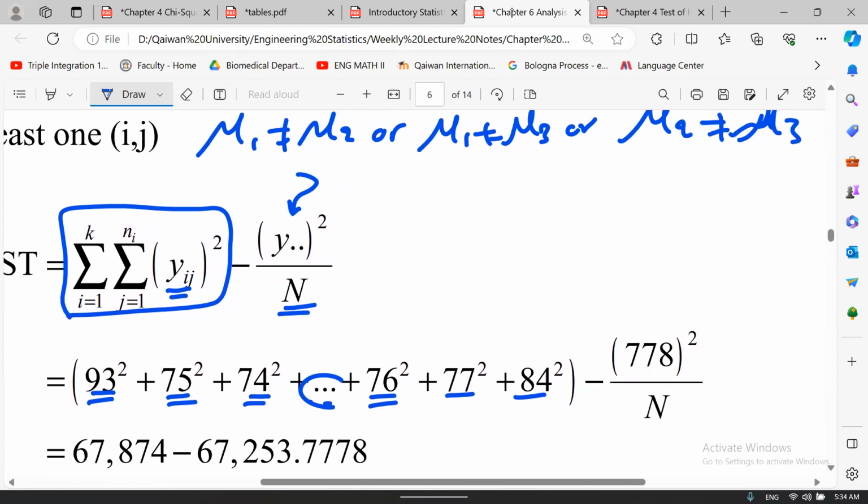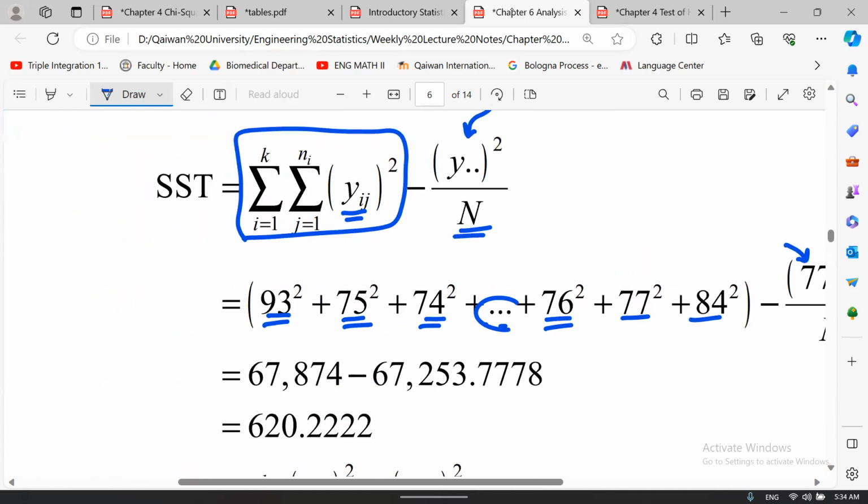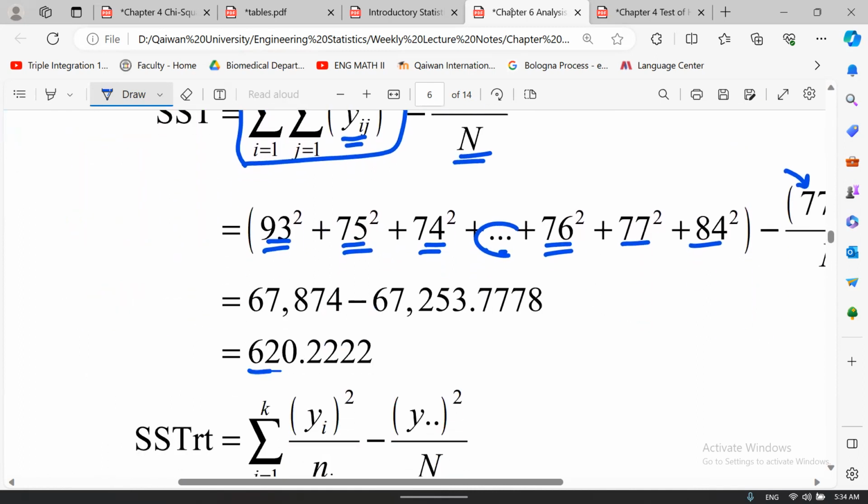What's y double dot? It's 778 squared. Dividing by n, we have 9 elements, dividing by 9. Calculate this. You get 620.2222. Like this. You get this one.